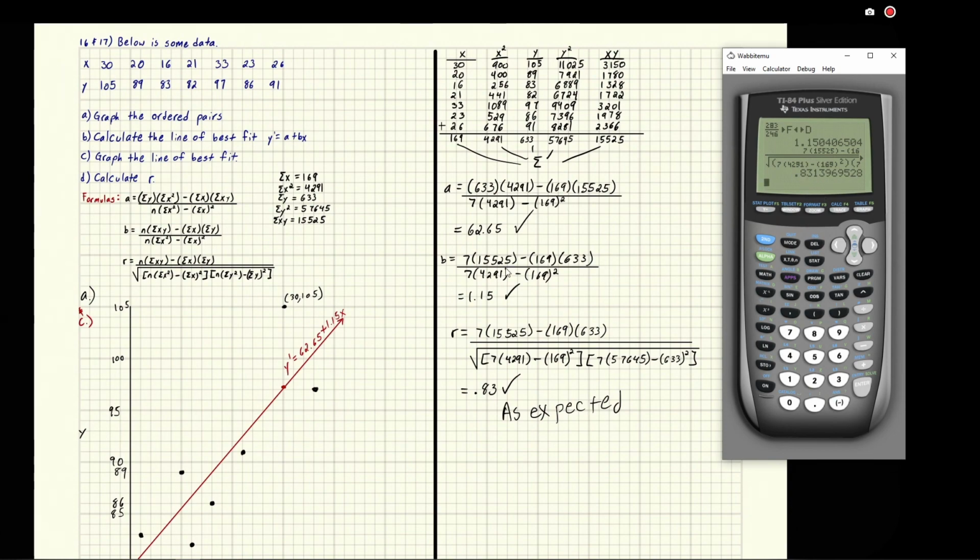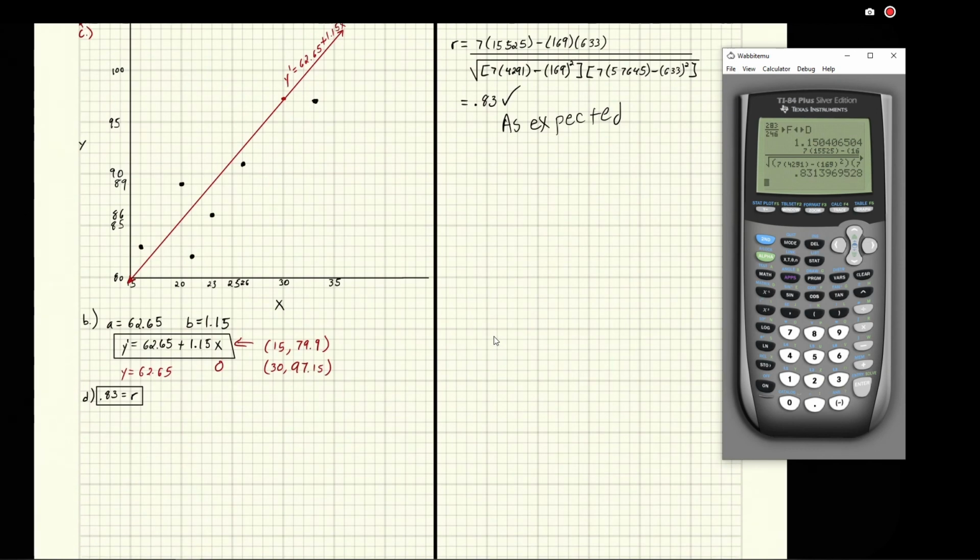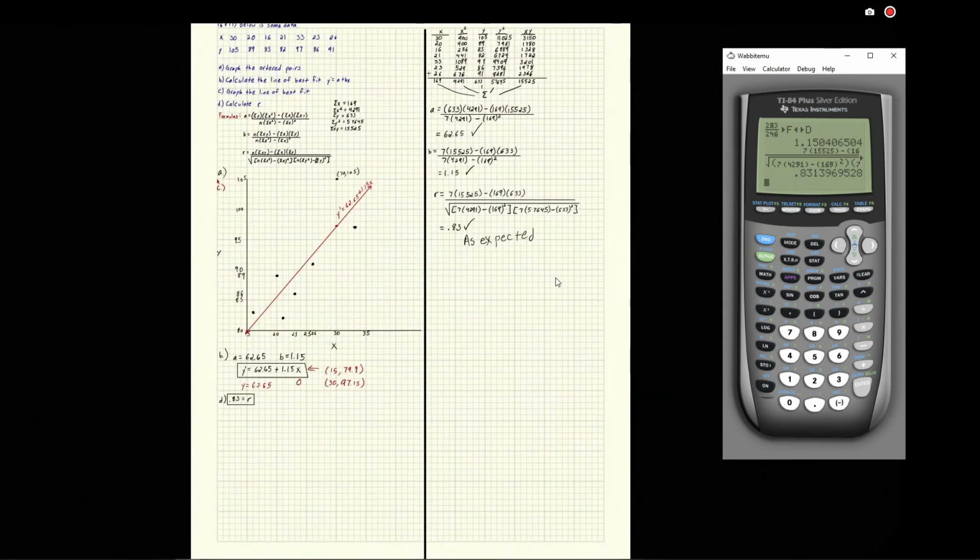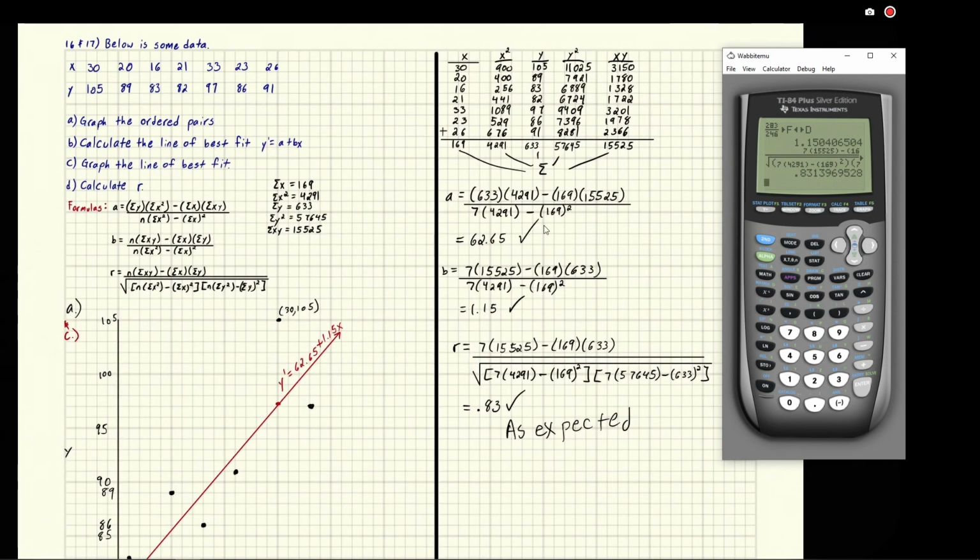And so we've checked it two ways, because look, this is what we get using the calculator. And so we say as expected, of course it's that. What else would it be? We're just using multiple ways to verify it. And that is how you do this.